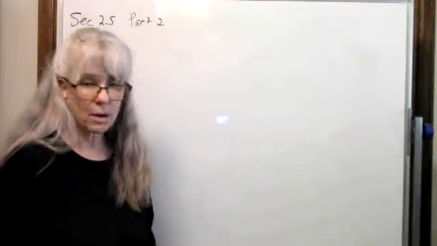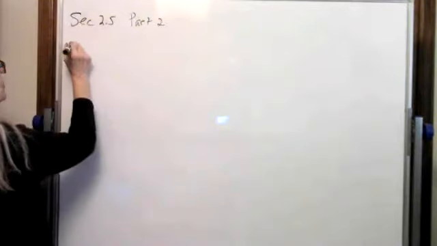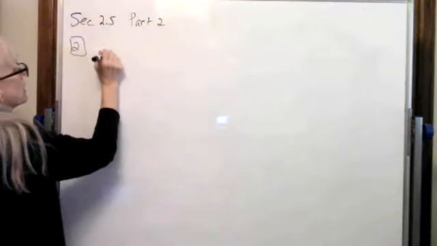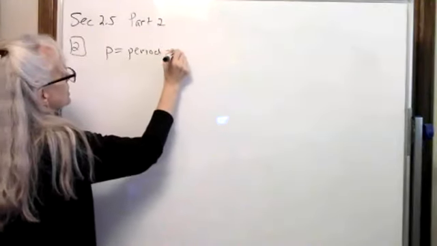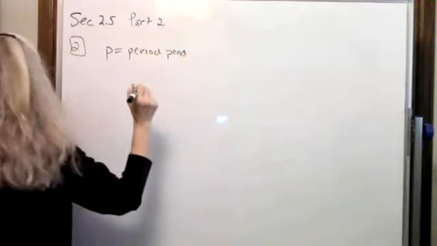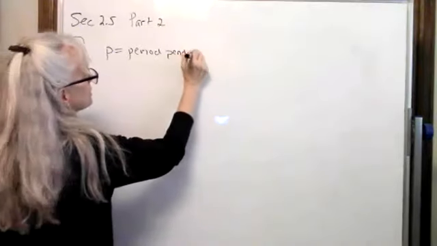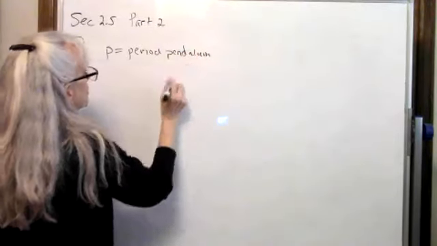So first of all, I need the period of a simple pendulum. So for example 2, we're going to let P stand for the period. You can use any letter you want. I try to be descriptive. In physics, they actually use a T because it's a time. We'll use P because it makes more sense for us.